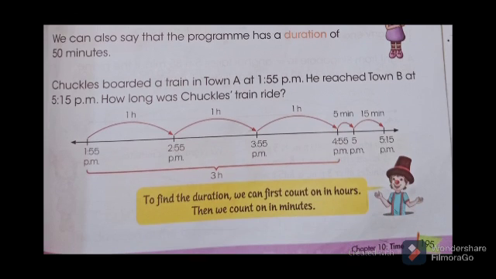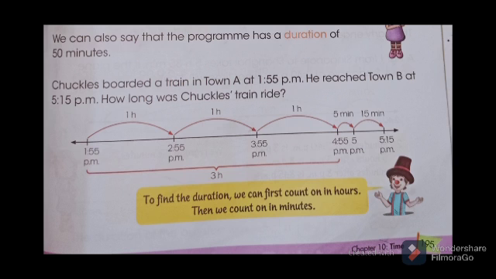Chunkles boarded a train in town A at 1:55 p.m. He reached town B at 5:15 p.m. How long was Chunkle's train ride? Dear students, we will find the duration. First, count on in hours, and then we will count on in minutes.